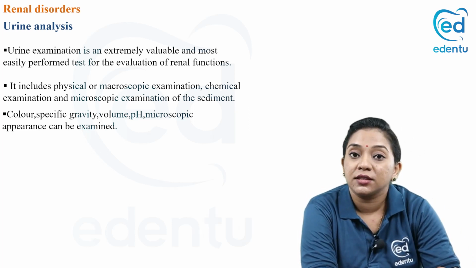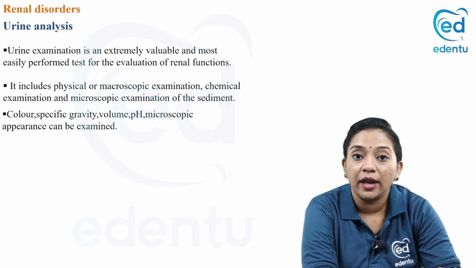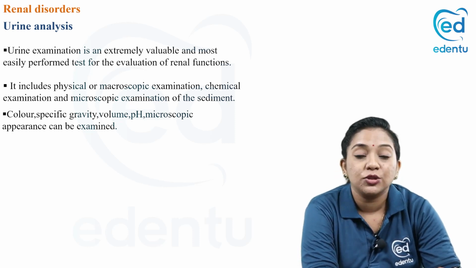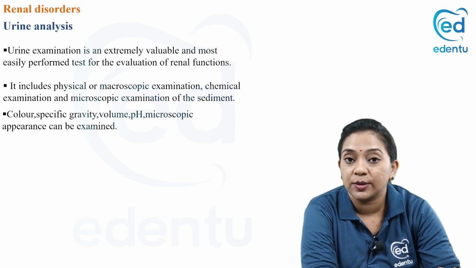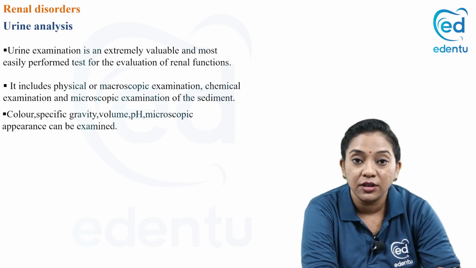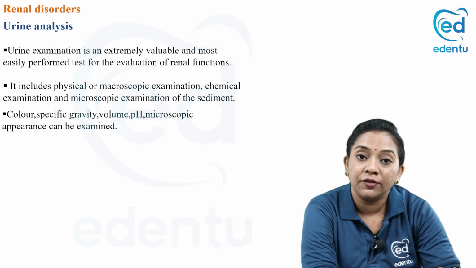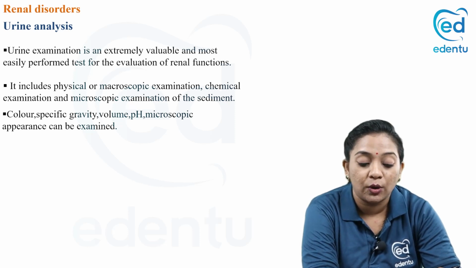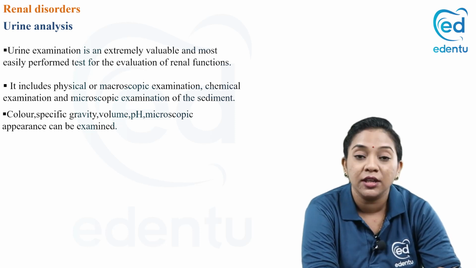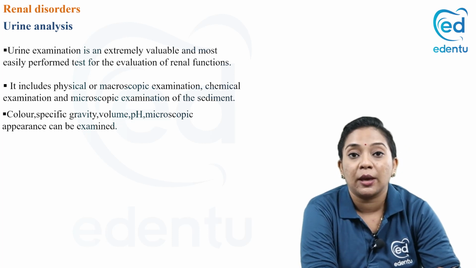Next, we'll see about the urine analysis. Urine analysis is the safest and the fastest way to find out any problems associated with the renal system. Here we can have the microscopic as well as a macroscopic examination. Usually in the kidney function test, we are going to see the color, specific gravity, pH and the microscopic appearances in the urine.